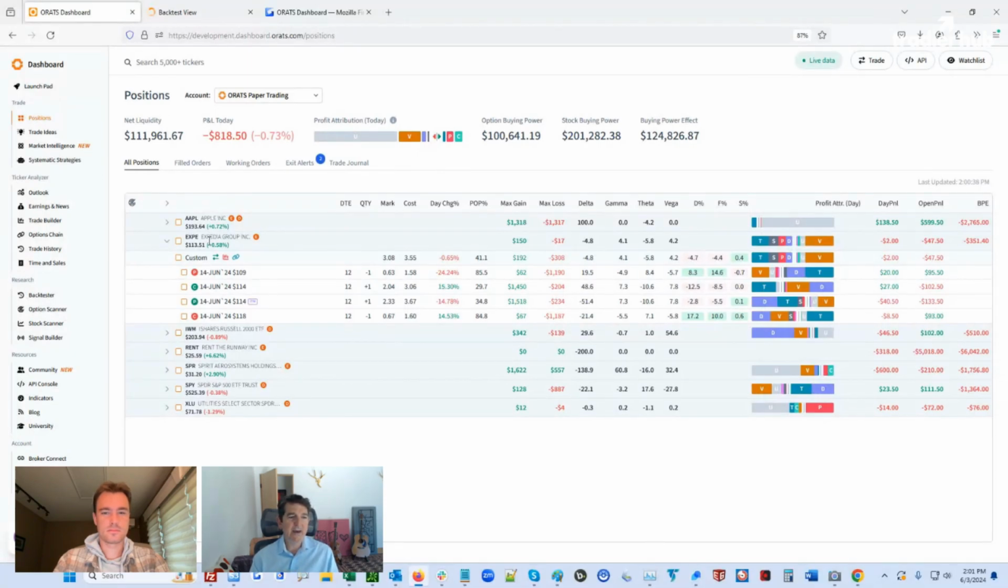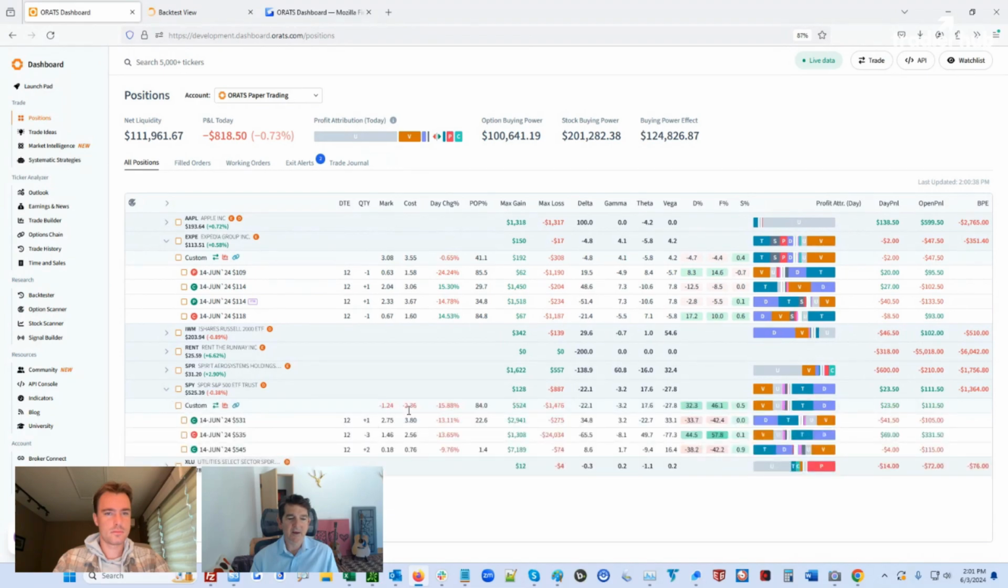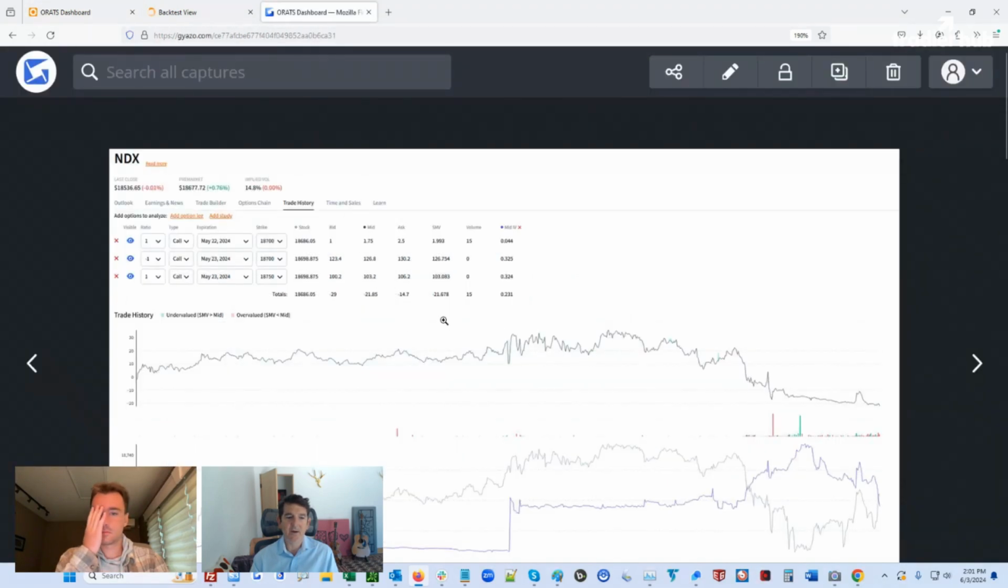We had Expedia on. We're still a little bit below break even, but we're hoping for that to get a move. We still have 12 days left. We had SPY. That's doing well. We're doing well on that one. And then we had NDX. That did not do well.